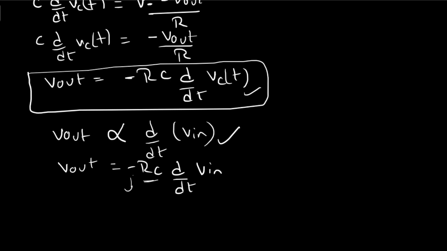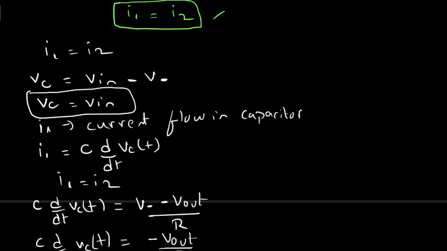What does the minus indicate here? Here the op amp is connected in inverting configuration, so it represents the inverting configuration, where the input and output have a phase shift of 180 degrees. Okay, so this is one way to determine the output voltage. At the same time, you can use nodal analysis. So let us do the nodal analysis.